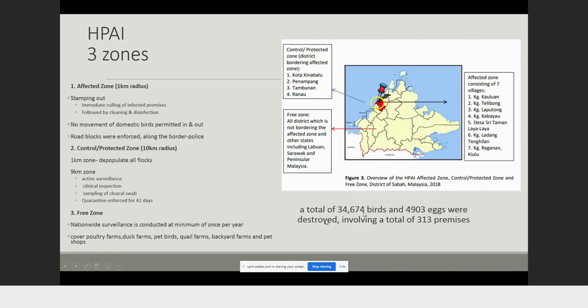What happened in Sabah? A total of approximately 34,000, nearly 35,000 birds were culled, and 4,900 eggs were destroyed, which involved 313 premises.